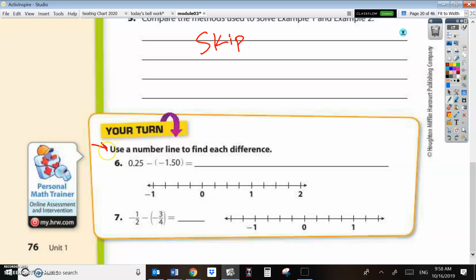Okay, use a number line to find each difference. 0.25 is positive, and it's right here. And then negative 150 is right here. But remember, subtracting a negative is like adding a positive. So 0.25 plus 150 equals 1.75.